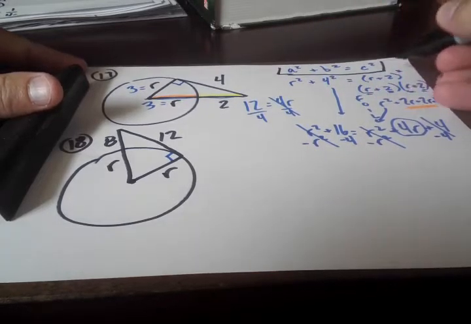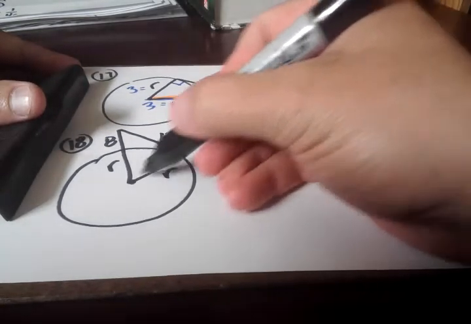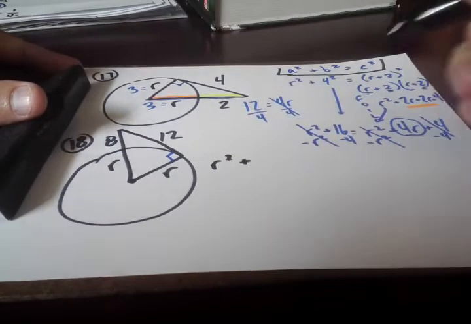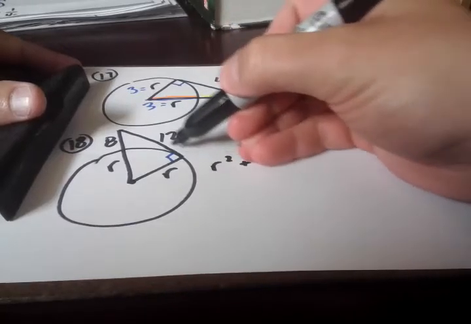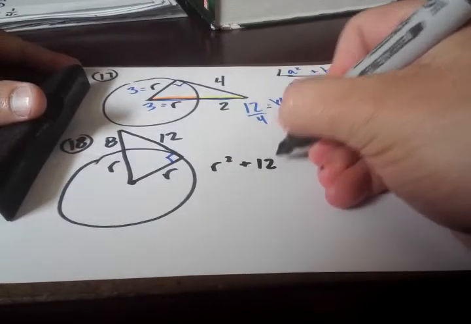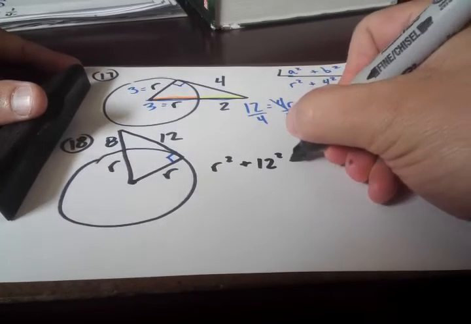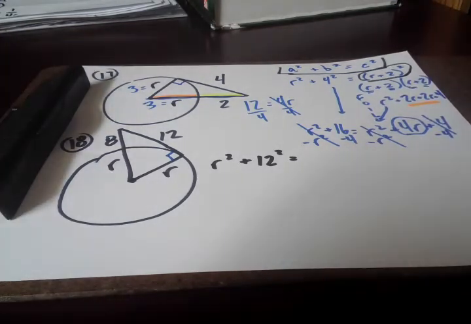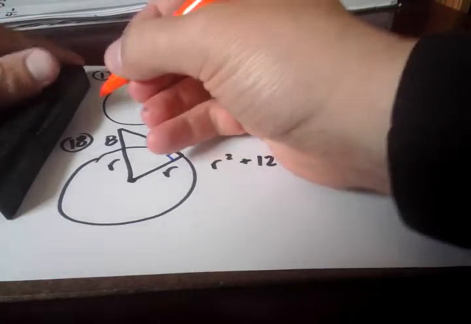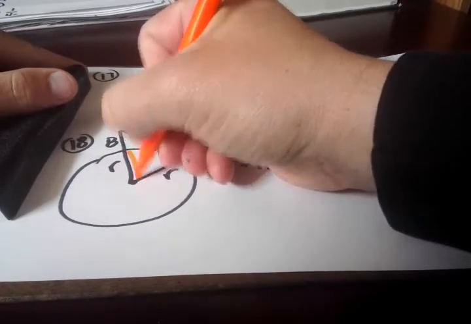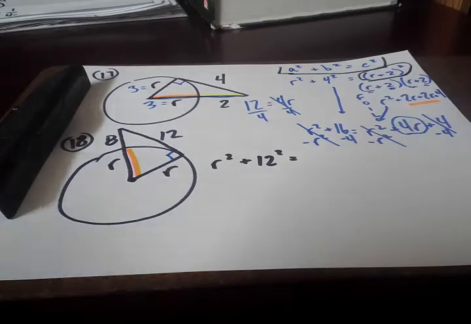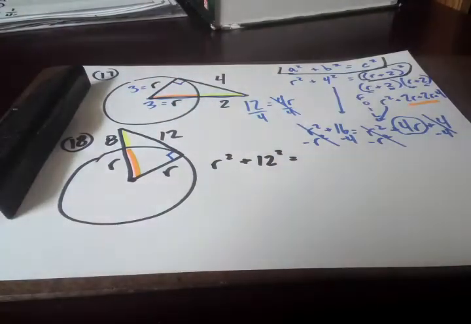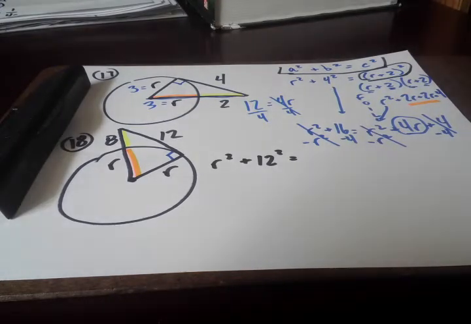A squared plus b squared equals c squared. So a squared is just r, so I'm going to say r squared plus, now the b is the 12, right? So we're going to say 12 squared. And it's equal to, now this is the part where we have to add the parts, right? Let's look. The hypotenuse is the orange part here added to the yellow part, right? We want both parts for the hypotenuse.